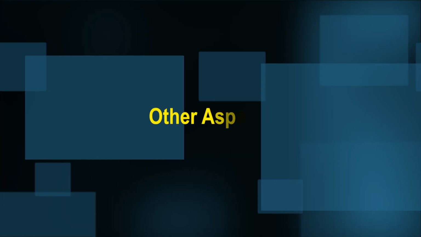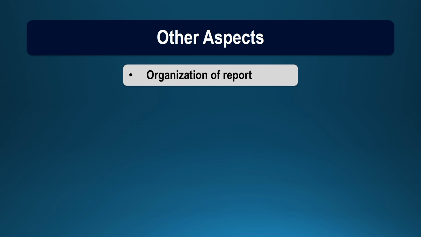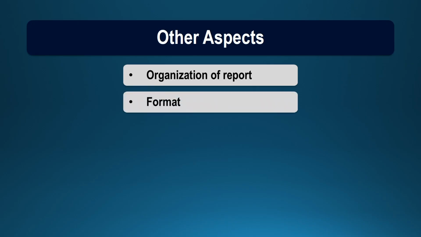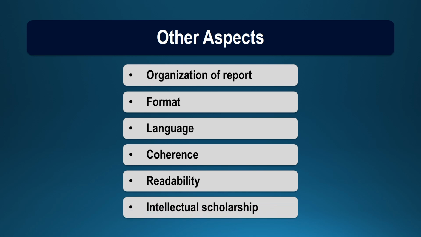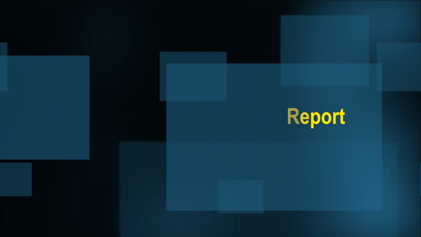Other aspects which need to be evaluated in the report can include how the report has been organized, whether the sequencing of the chapters is appropriate or not, whether the formatting of the report is as per the specified standards by the university or by the organization to which it is being submitted, the correctness and appropriateness of language, the grammatical correctness of the language, and the coherence that needs to be there among the various parts of the report and within one chapter, transition from one idea to another, then readability of the report and intellectual scholarship of the researcher needs to be evaluated. So the next few slides give you at a glance the rubric which can be used to evaluate the research report.